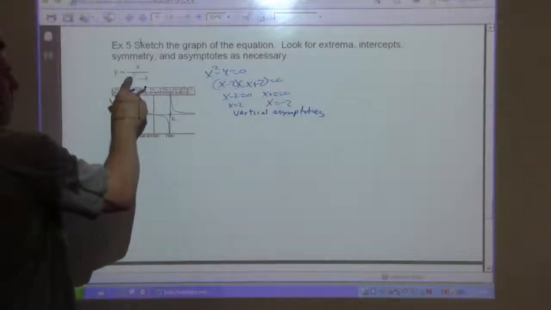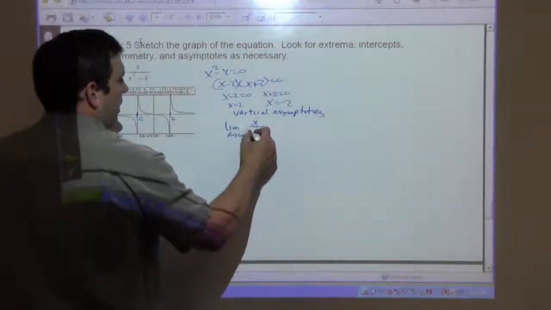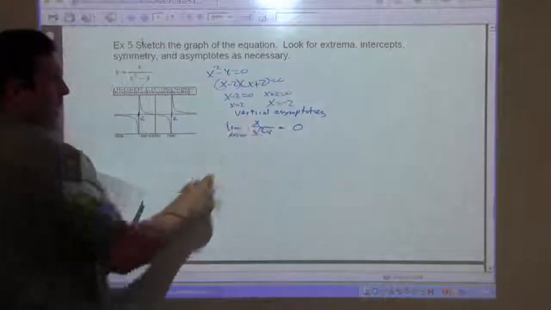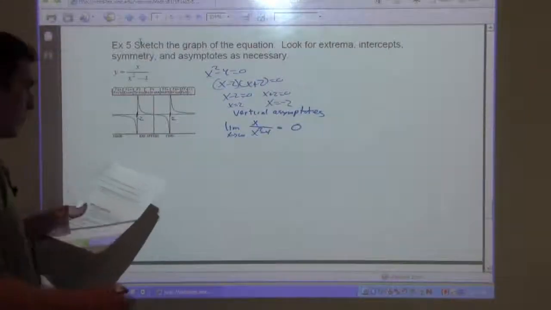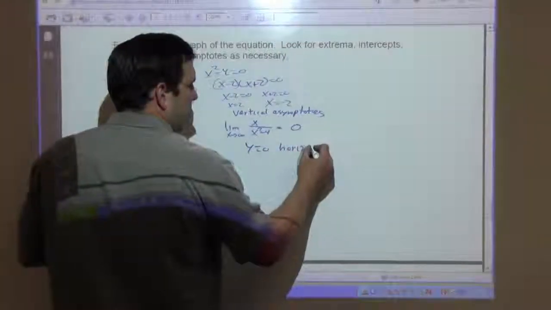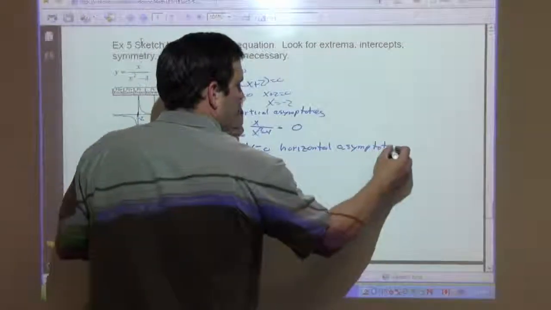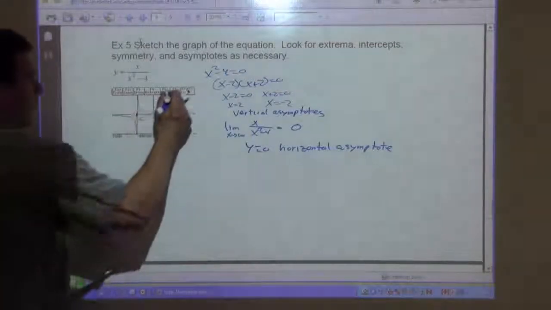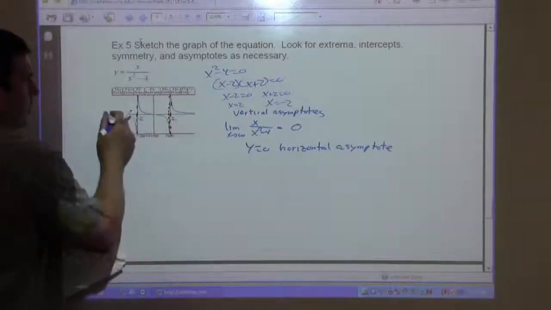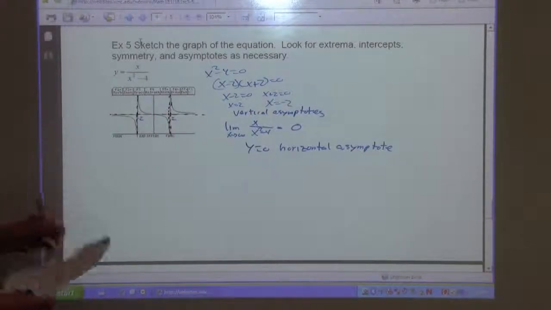It's x over x squared, so if we take the limit as x goes to infinity of x over x squared minus 4, that's just going to be 0, because the power on top is less than the power on the bottom. So y equals 0 is the horizontal asymptote. We have this one, and this one, and a horizontal asymptote. What else do they want? Extrema. We don't have any extrema.